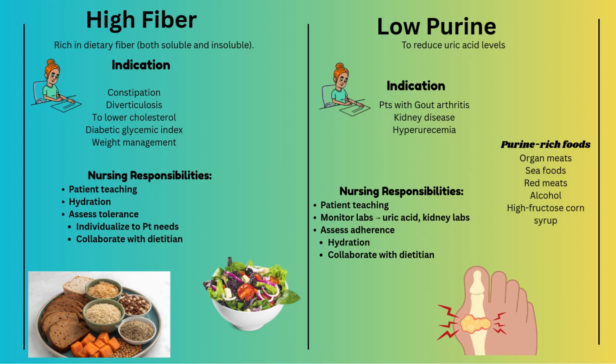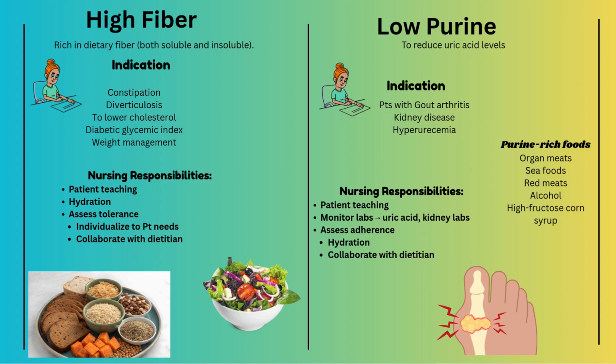Okay, now let's move on to the low purine diet. A purine restricted or low purine diet is prescribed to reduce uric acid levels in patients with gout, kidney disease, or certain metabolic disorders like hyperuricemia, which means elevated uric acid levels in the blood. It limits foods high in purines.